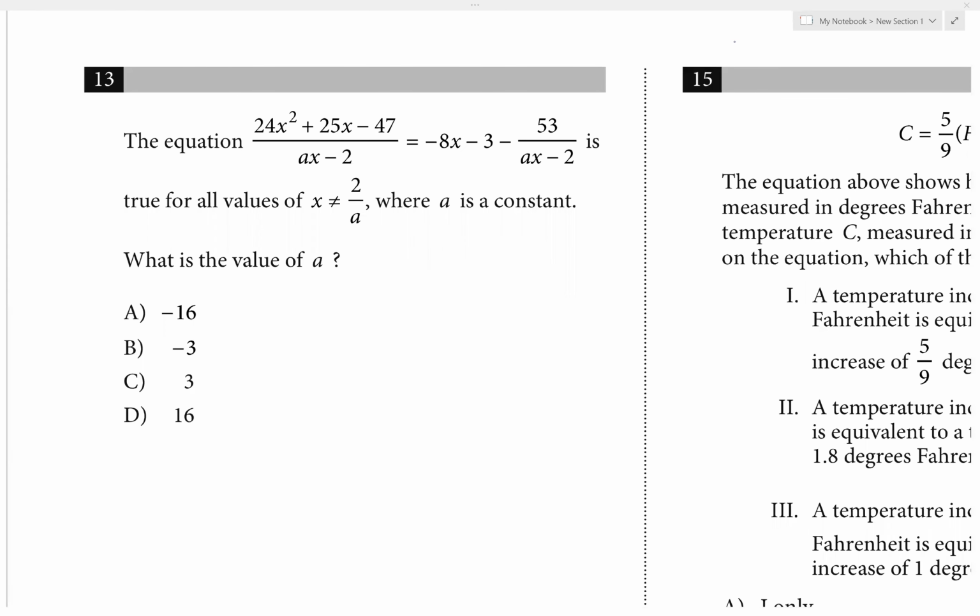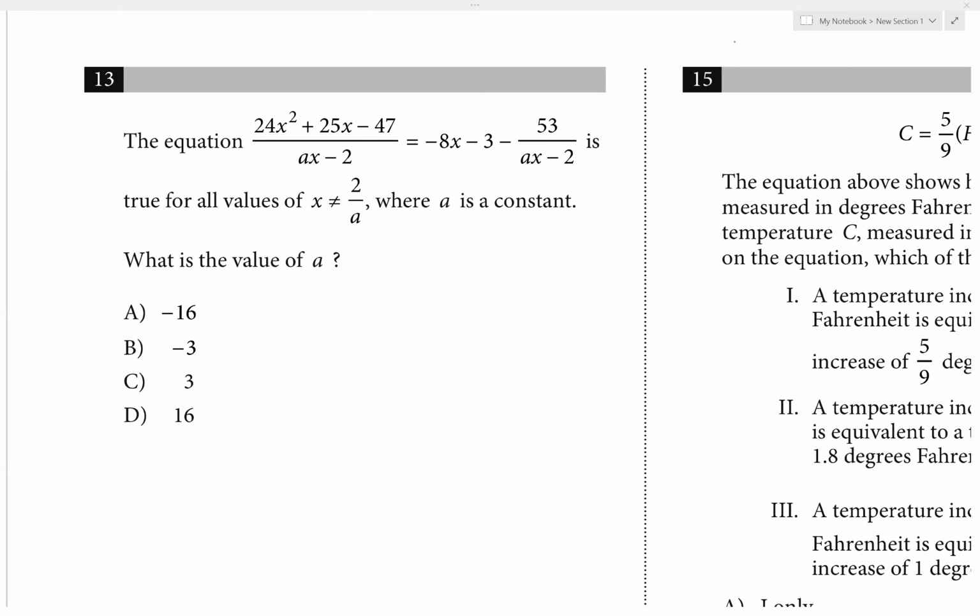All right, question 13. The equation (24x² + 25x − 47)/(ax − 2) = −ax − 3 − 53/(ax − 2) is true for all values of x not equal to 2/a, where a is a constant. What is the value of a? Okay, so we're trying to figure out what a represents here.